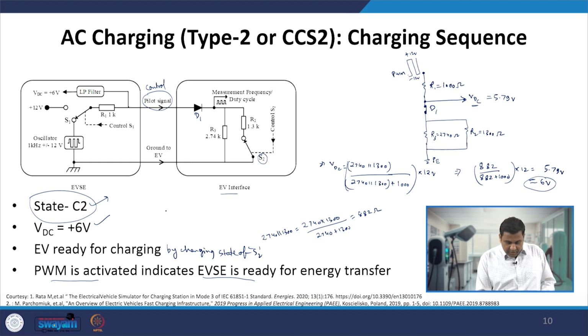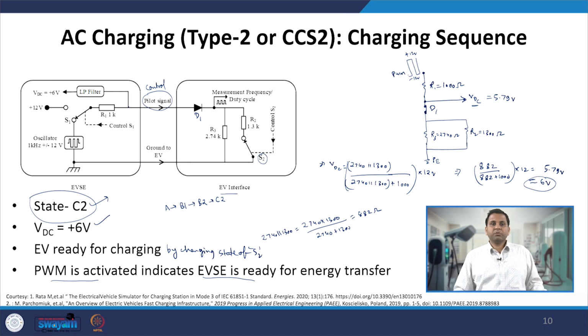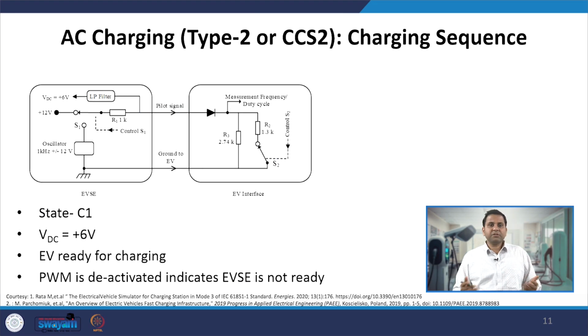So now we have moved from A state where the vehicle is not plugged in, to B1 state where the vehicle gets plugged in, then to B2 state where the EVSE is ready by activating the PWM, which is detected by the EV. After detecting that PWM, the EV will change the state of switch S2 to indicate to the EVSE that it is also ready to charge, which makes the state of charging go into the state C2. Now you will be wondering why C2, why not C1?